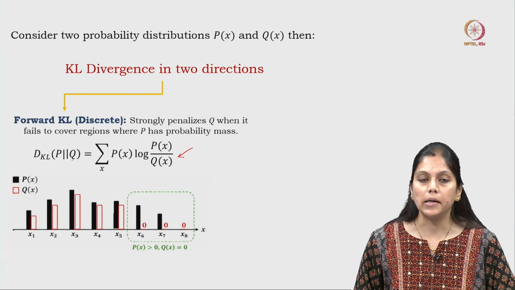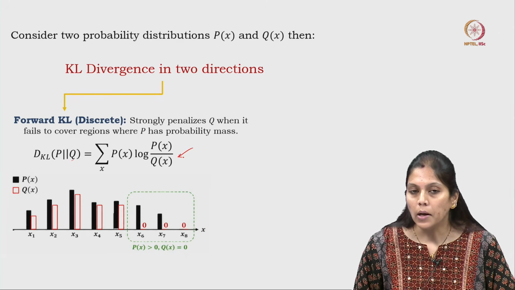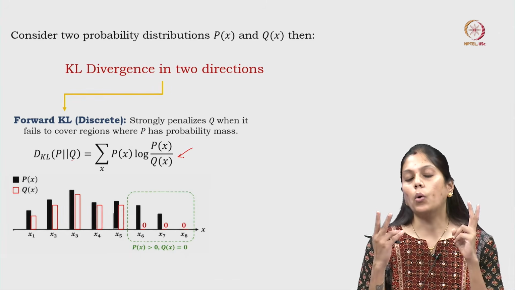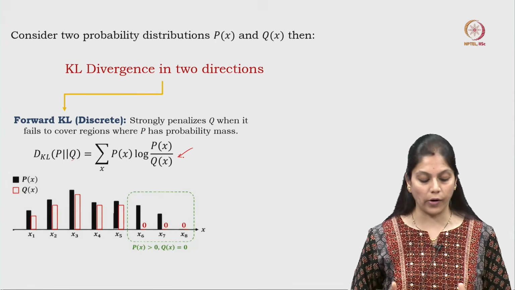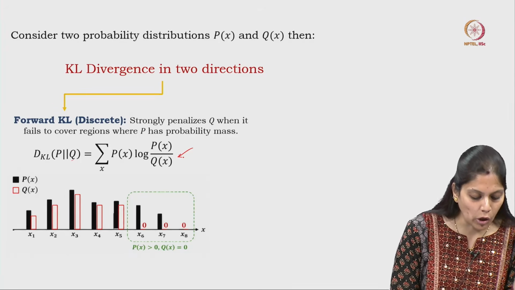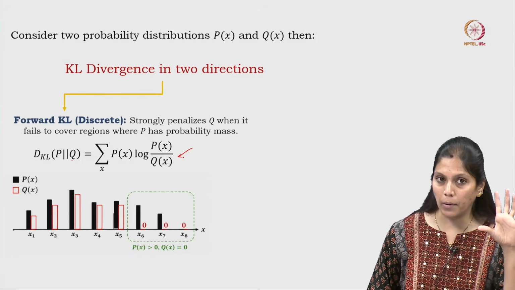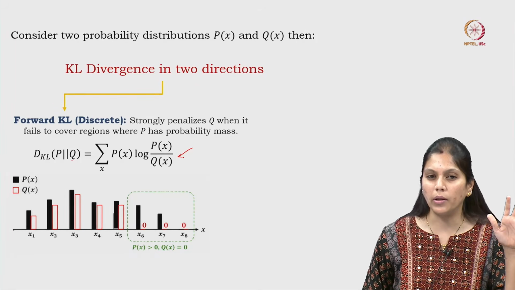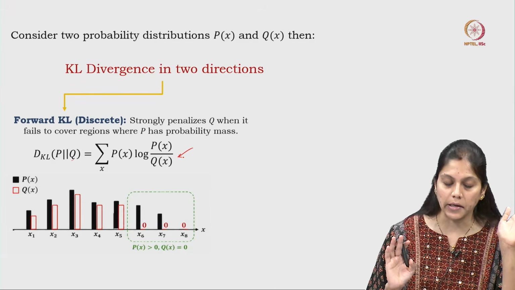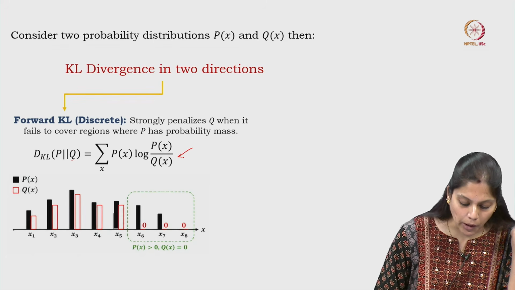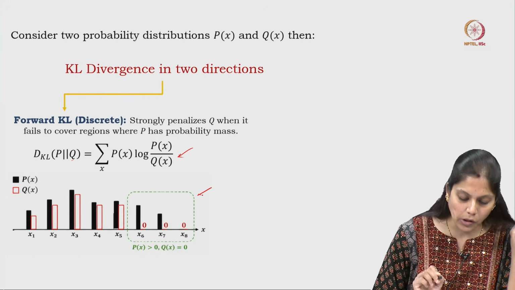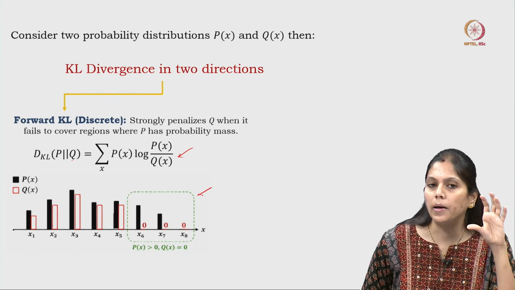Now, what exactly is a forward KL divergence? Look into this. We require two probability distributions. One is P of x, second is Q of x. P of x is denoted with black and Q of x is denoted with red, so that you can easily identify it. When you look into this entire distribution, more specifically, look into this part. What exactly is happening here?